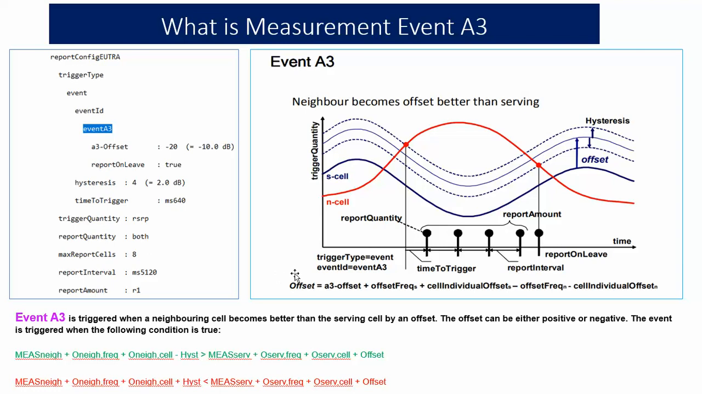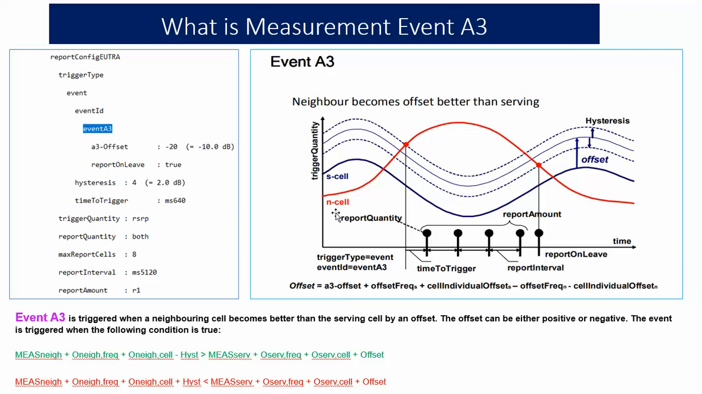So we should know, and during handover analysis you have to check whether the offset frequency and individual offset are defined on the network or not. So it's very important. Suppose frequency offset and individual offset are not used, then the offset is equal to only the A3 offset.